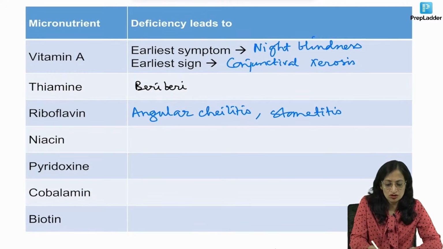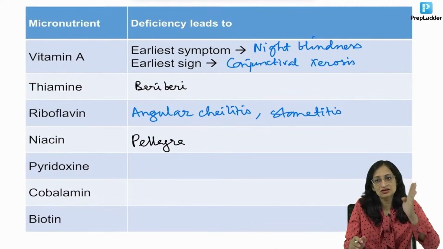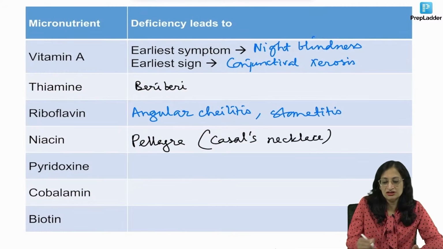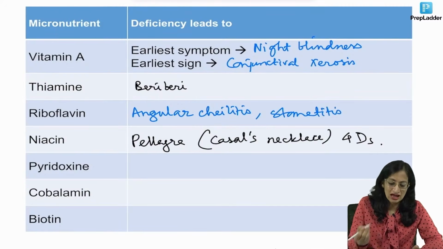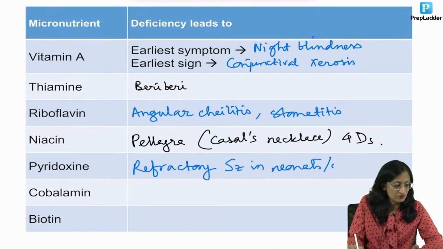Niacin deficiency we all know causes pellagra. Pellagra is a disease of 4 Ds, diarrhea, dermatitis, dementia, even death can happen. And you can have Casal's necklace, a rash around the neck. You can have photosensitivity and so on, right? 4 Ds. Pyridoxine deficiency can give rise to neurological features, and in neonates or infants, it can cause refractory seizures. Refractory seizures in neonates or infants, okay?